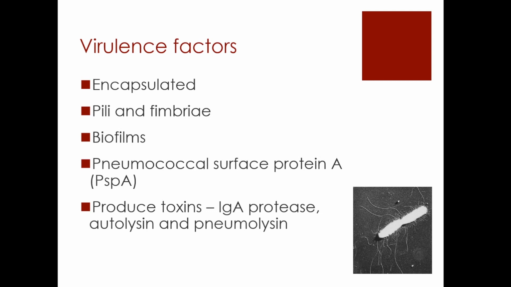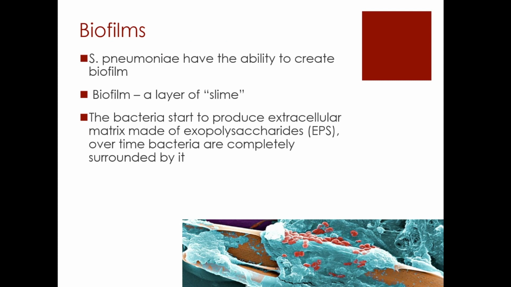And like Staphylococcus, it has the ability to produce toxins. The 3 toxins that we need to know about are IgA protease, autolysin, and pneumolysin. As well as this, it has the ability to form a biofilm. We spoke about biofilms when we were speaking about Staphylococci, and a biofilm is a layer of slime, and essentially it starts to produce this extracellular matrix of exopolysaccharides, EPS, and over time it completely surrounds the bacteria. You can see in this image the bacteria, and this blue-colored layer of slime.